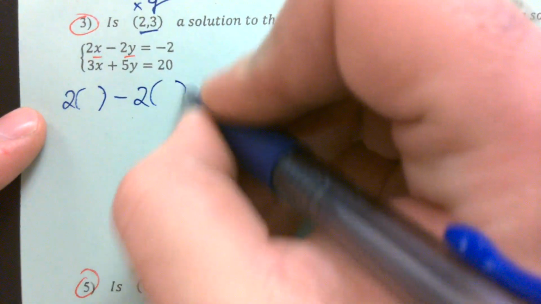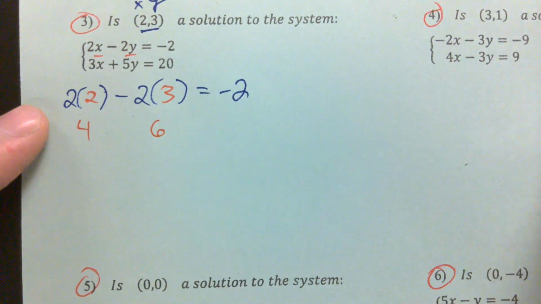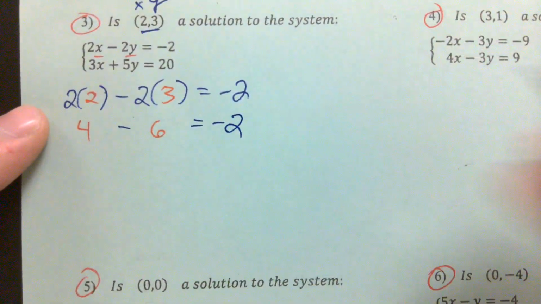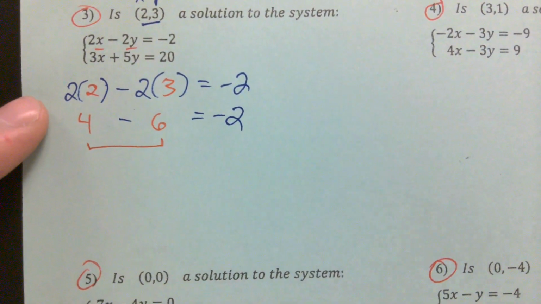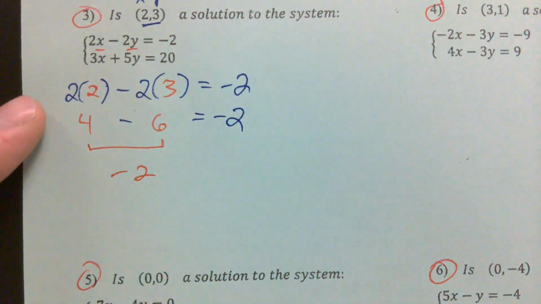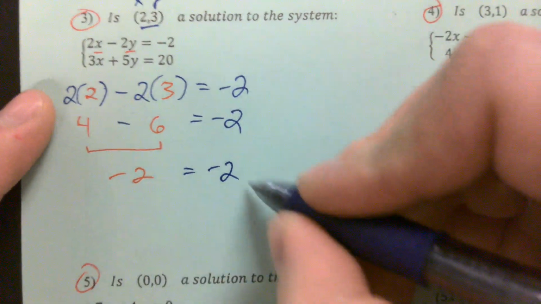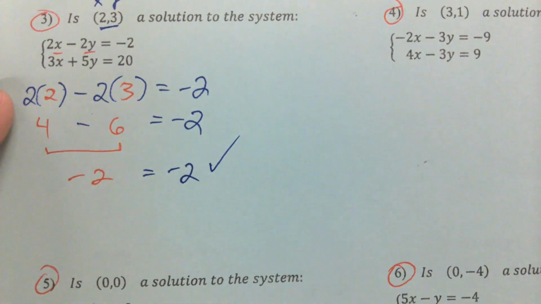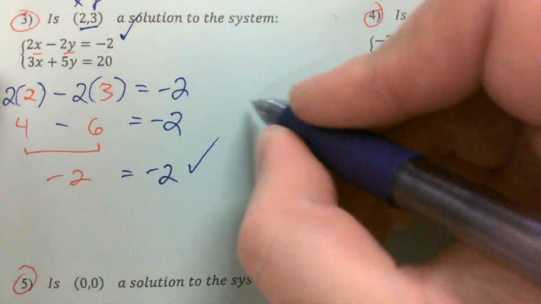Anyway, let's test out (2, 3). 2 is my x, 3 is my y. I'm going to take out my x and my y, replace them with 2 and 3, and multiply. 2 times 2 is 4, 2 times 3 is 6. What would 4 minus 6 give me? -2, that's right. Is -2 equal to -2? Yeah, of course it is. So our first equation works out.